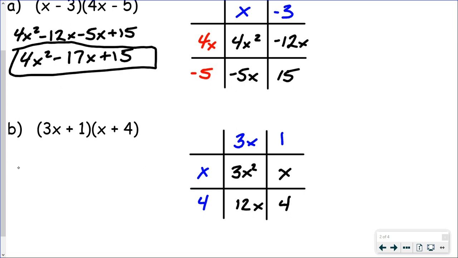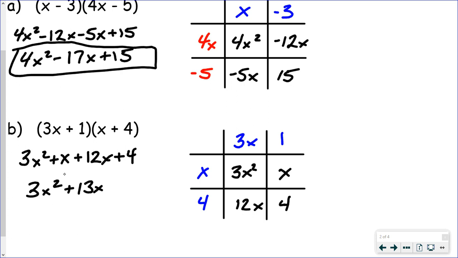Now if I take all these terms out, I have 3x squared plus x plus 12x plus 4. Combine the like terms to get 3x squared plus 13x. Remember, there's a 1 in front of that x that's not written. Plus 4. And that's the answer.